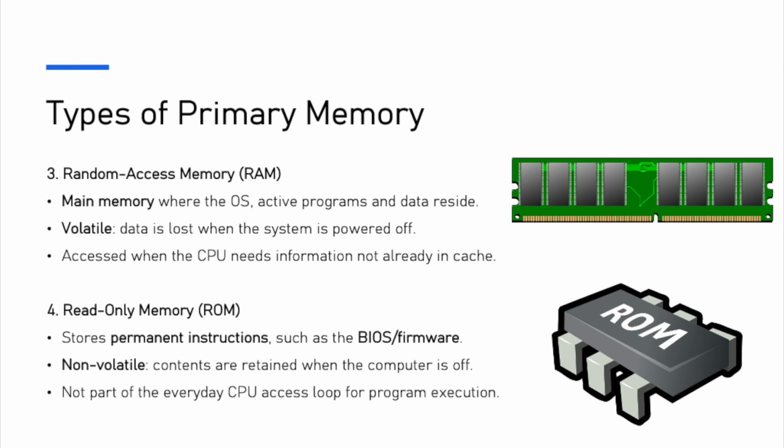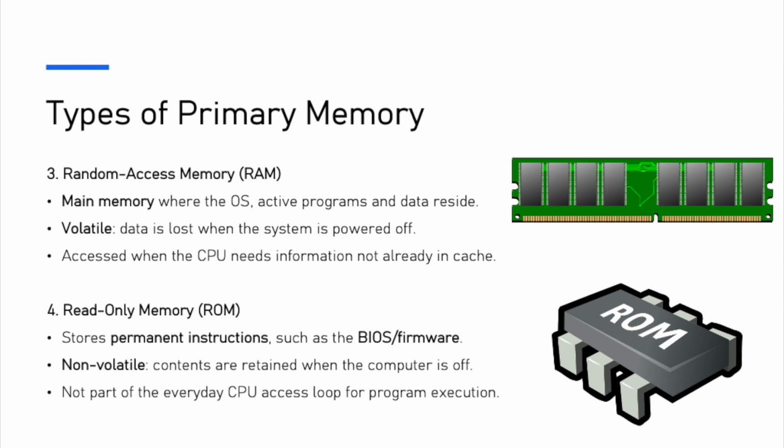Now, the next type of memory we're going to be looking at is read-only memory, which is a type of non-volatile memory. And that means that data isn't lost once the power is turned off. This is used to store essential instructions and data for the computer, especially when it needs instructions for startup. So the BIOS, or basic input output system, or firmware is stored in ROM.